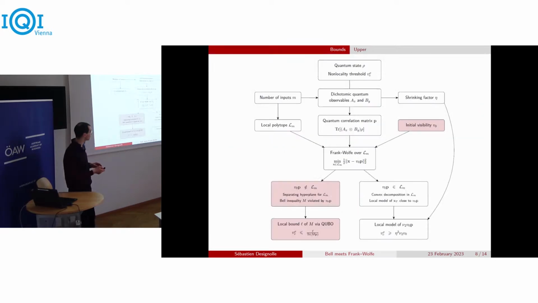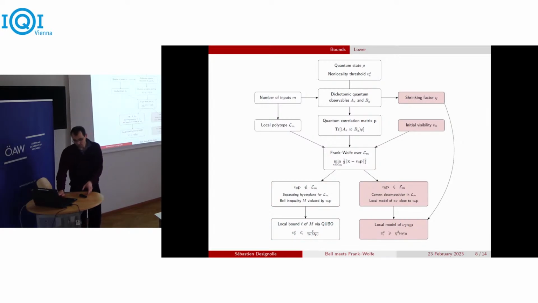So just to recap on this upper bound part, we have chosen the initial visibility in an empirical way so that it's close enough to the local polytope to get a good Bell inequality. Because as I said, if you're too far away, the inequality is too tilted. And then we were able, in the bipartite case, to solve the local bound by means of QBO.